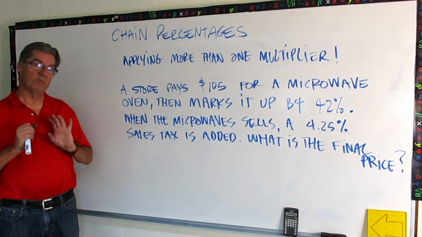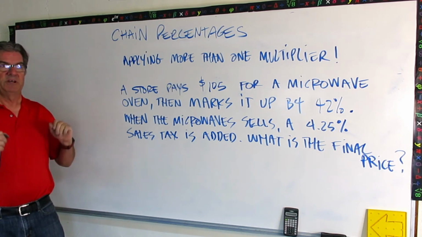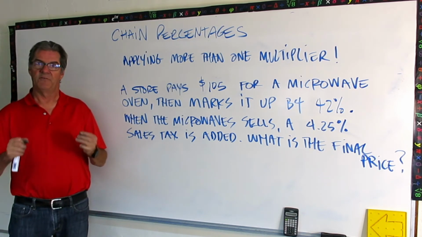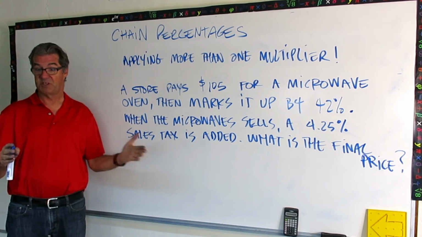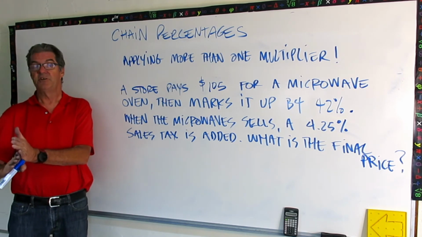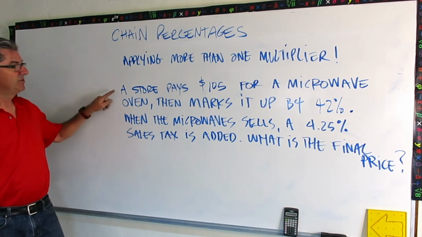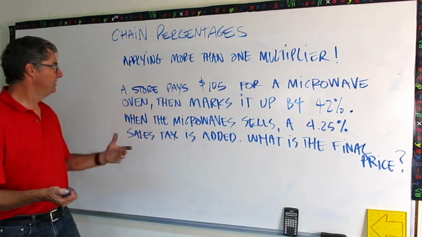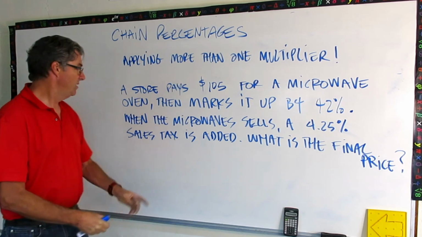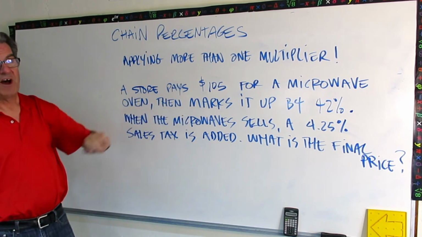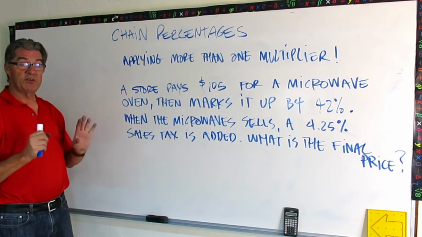Okay, we're going to add on just one more topic to this video on sales tax, and it includes sales tax, but it also includes markup. In reality, situations are a little bit more complex. If you buy something to sell in your store, you're going to pay your price, you're going to mark it up by whatever your markup is to get the sales price, and then when someone buys it, you're going to add the sales tax to get the final price. So this problem is going to walk you through that. A store pays $105 for a microwave oven, then marks it up by 42%. That's going to give you the price it sells for in the store. When the microwave sells, a 4.25% sales tax is added. What's the final price?